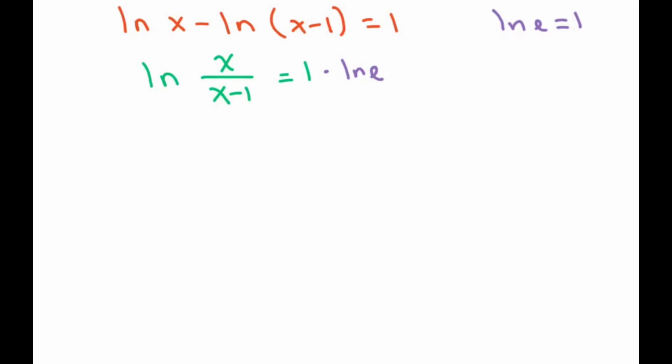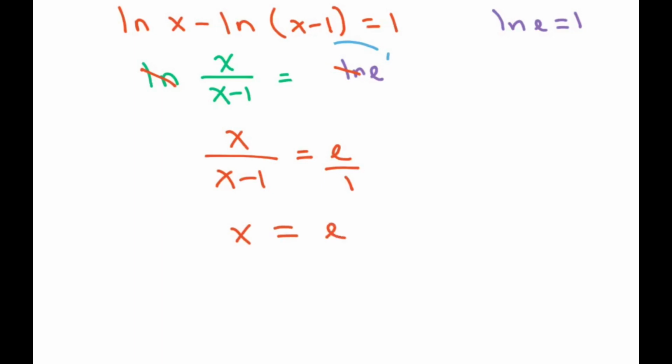Then use my power property and move this 1 up here. Use the power property and just move the 1 there. Now what we can do is condense, cross out the ln's. So we have x divided by x minus 1 equals e. I'm going to put that in fraction form and cross multiply. You get x equals e times x minus 1.